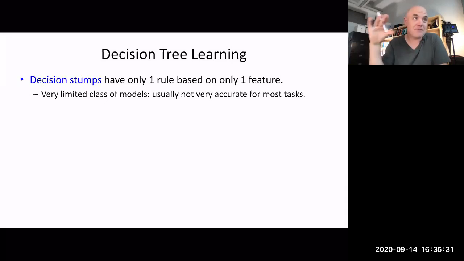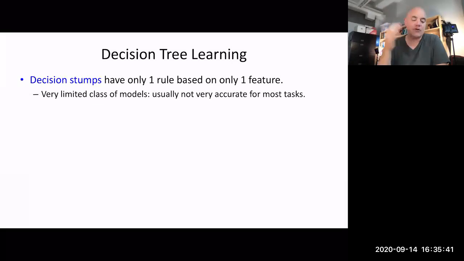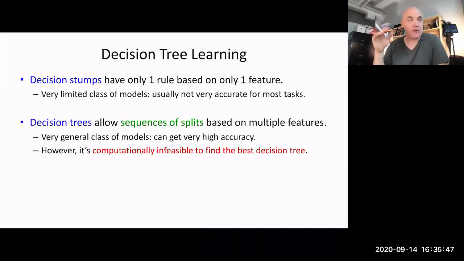Something like, in my case, if shellfish greater than 0, sick. That's a decision stump. It works. It's very, very accurate for me, but it's not accurate enough because I'm going to get sick if I have other stuff as well. So decision trees allow sequences of splits based on multiple features.